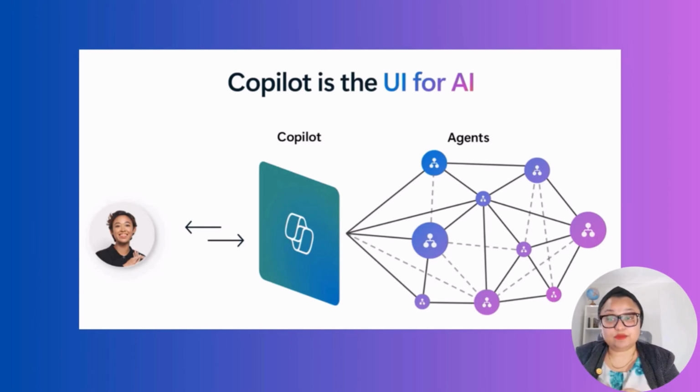Behind the scenes, Copilot connects to a network of agents. Each agent is designed to do something specific, like summarizing a report, pulling data from a system, or creating a presentation. Copilot figures out which agent to use and handles the complexity for you.